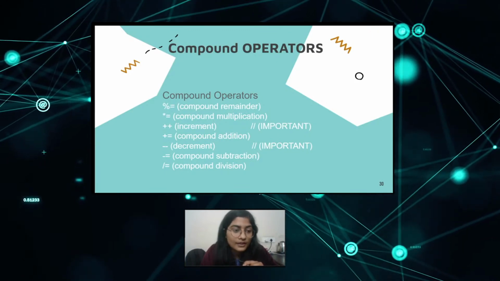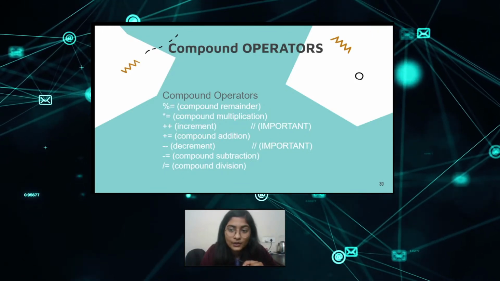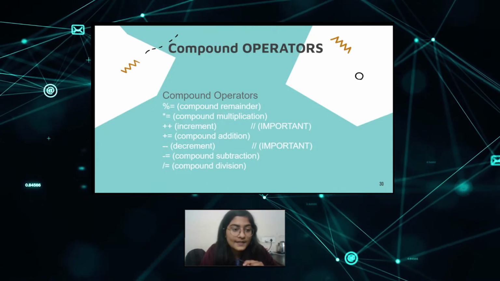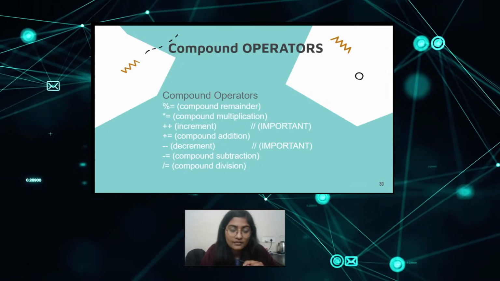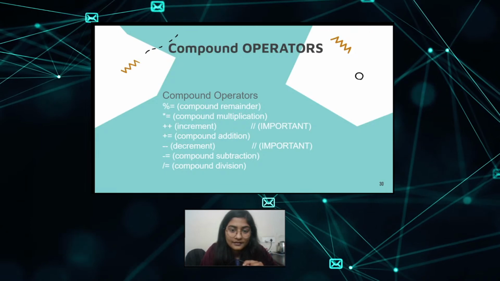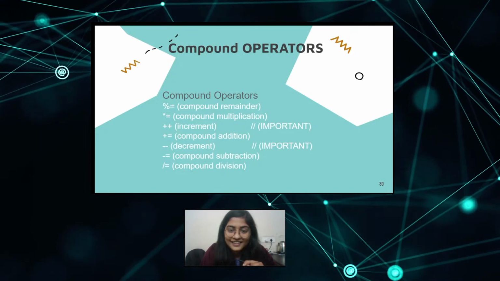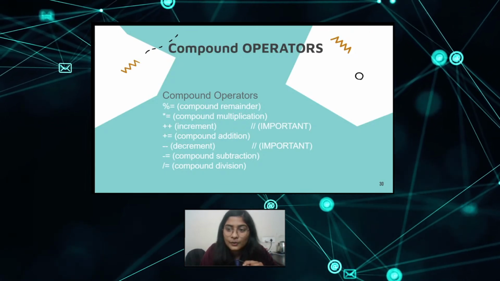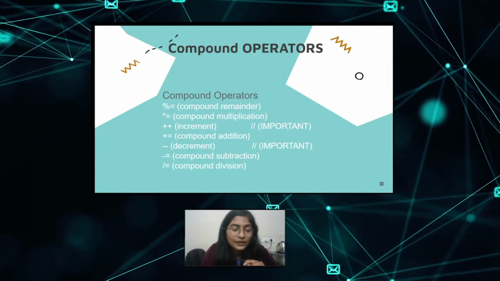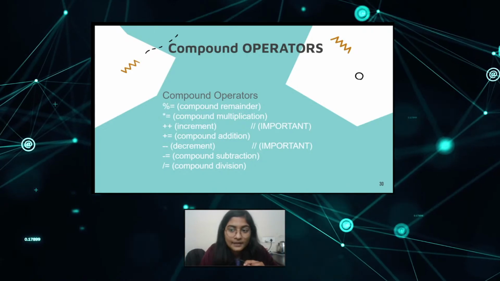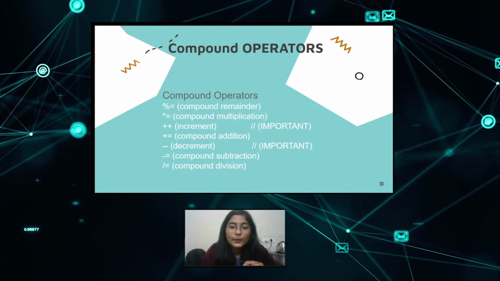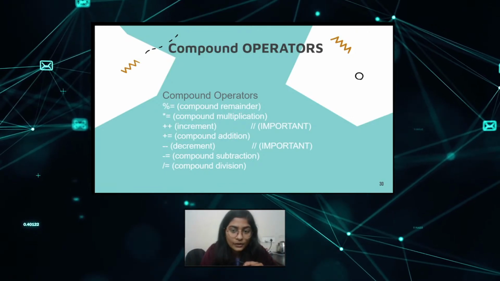Okay, let's have one more question to see if it's clear to you or not. If we take c equals to 10, what will be the value of c minus equals to 7? I think it's clear to everyone now. So c minus equals to 7 will be c equals to c minus 7. And we took c as 10, so it will be 10 minus 7, that is 3. Yeah, everyone's correct.